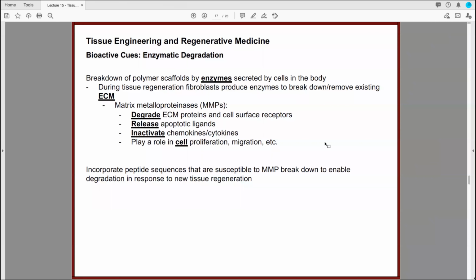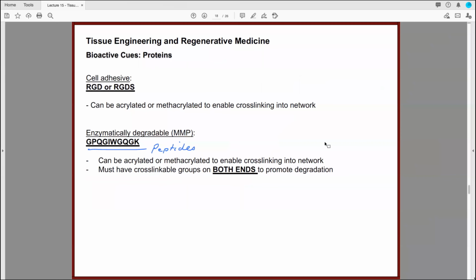So we can also have the integration of proteins. So we have the cell adhesion proteins. So we can have that RGD sequence in there. And the important thing with the RGD sequence is that we can acrylate or methacrylate on both ends, and that means that we can enable cross-linking into the network. So we have that ability to trigger the breakdown of that scaffold.